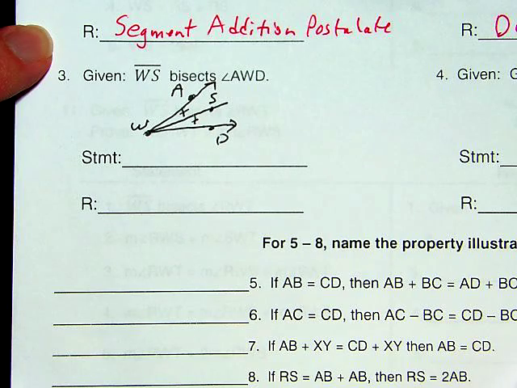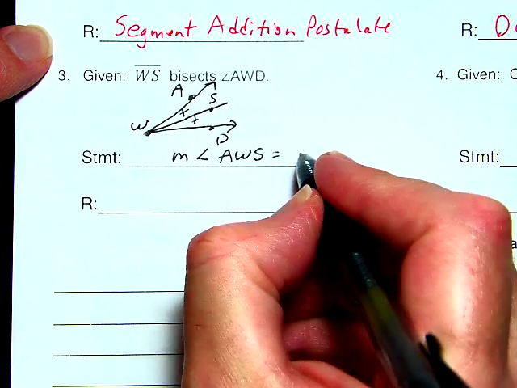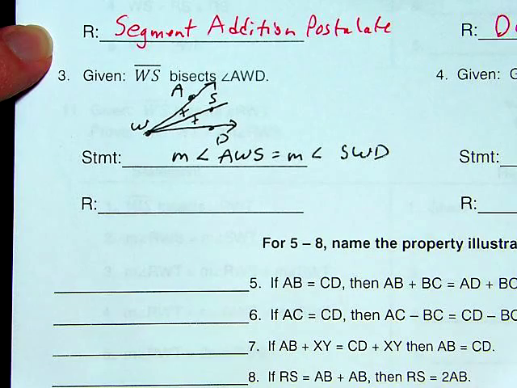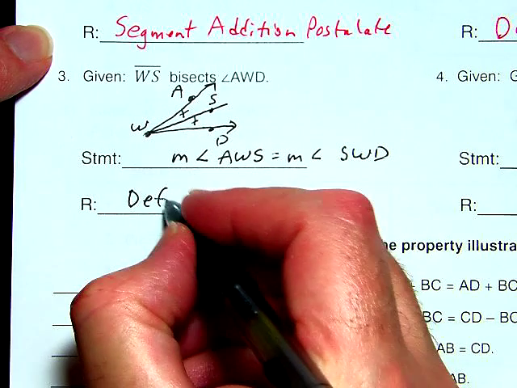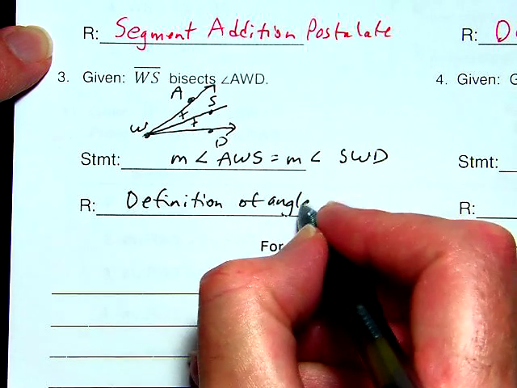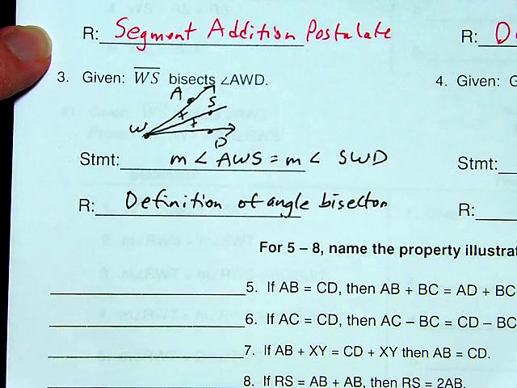So I think our statement would be that the measure of angle AWS is equal to the measure of the angle SWD. And the reason is the definition of angle bisector.